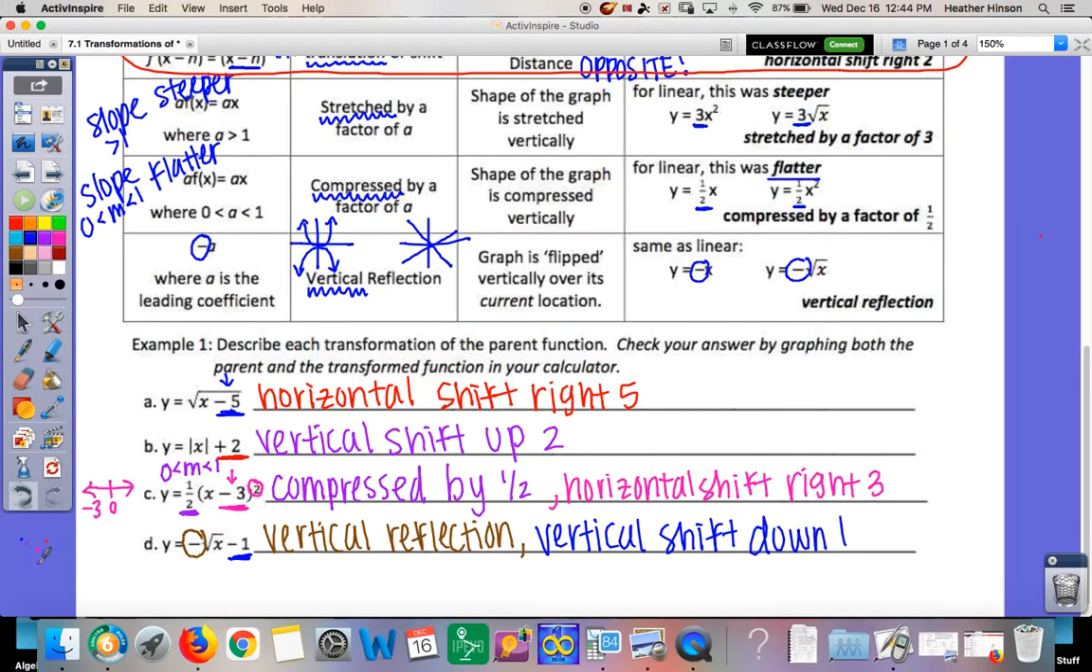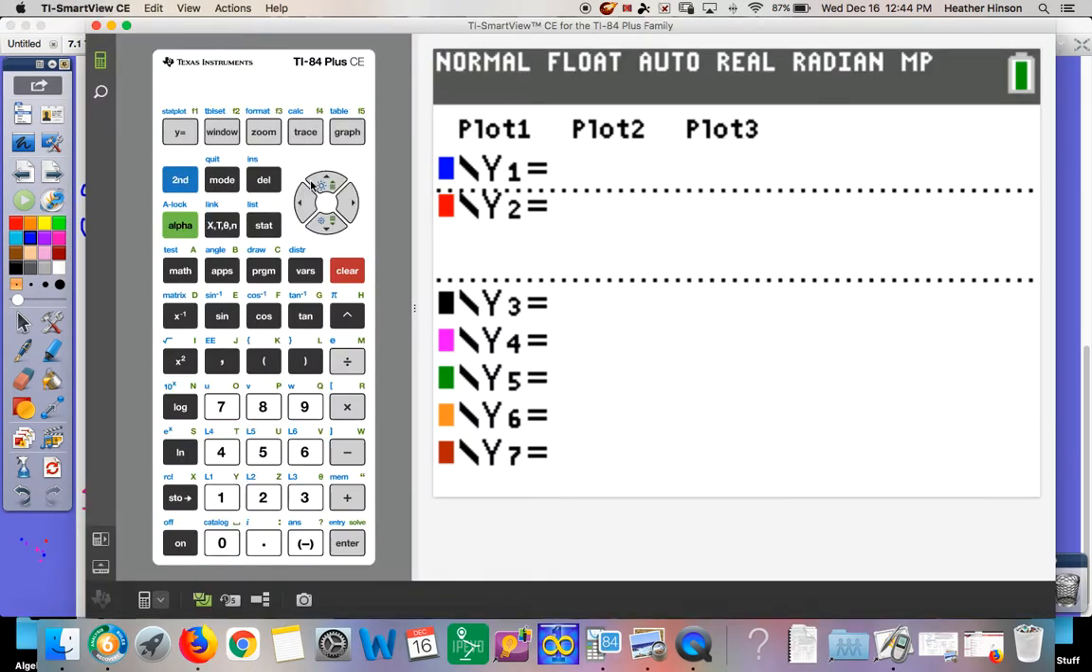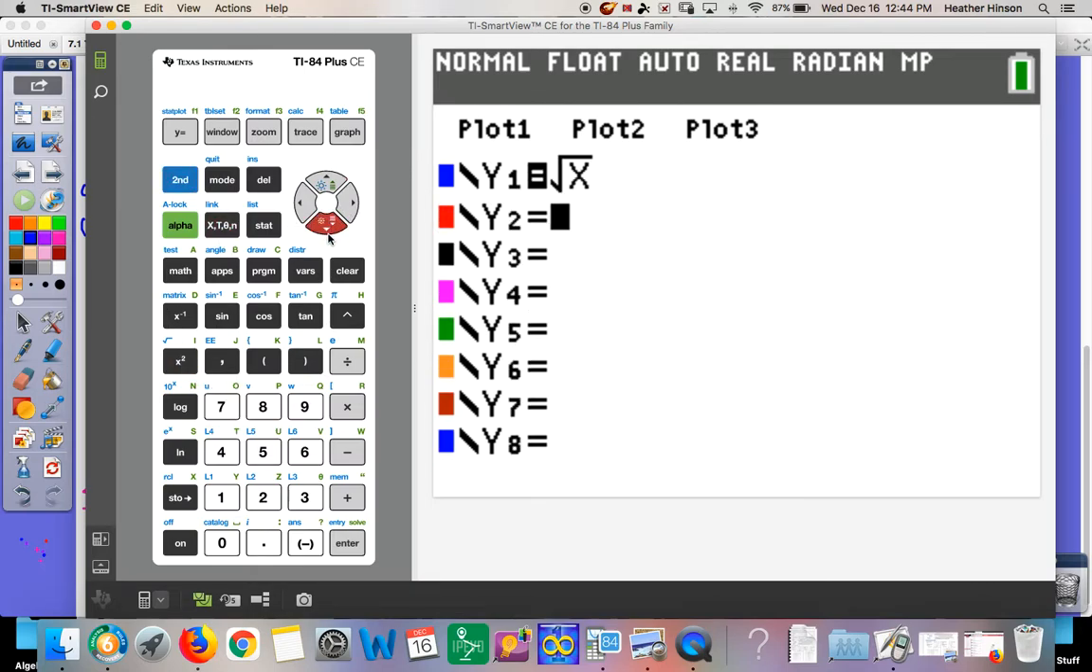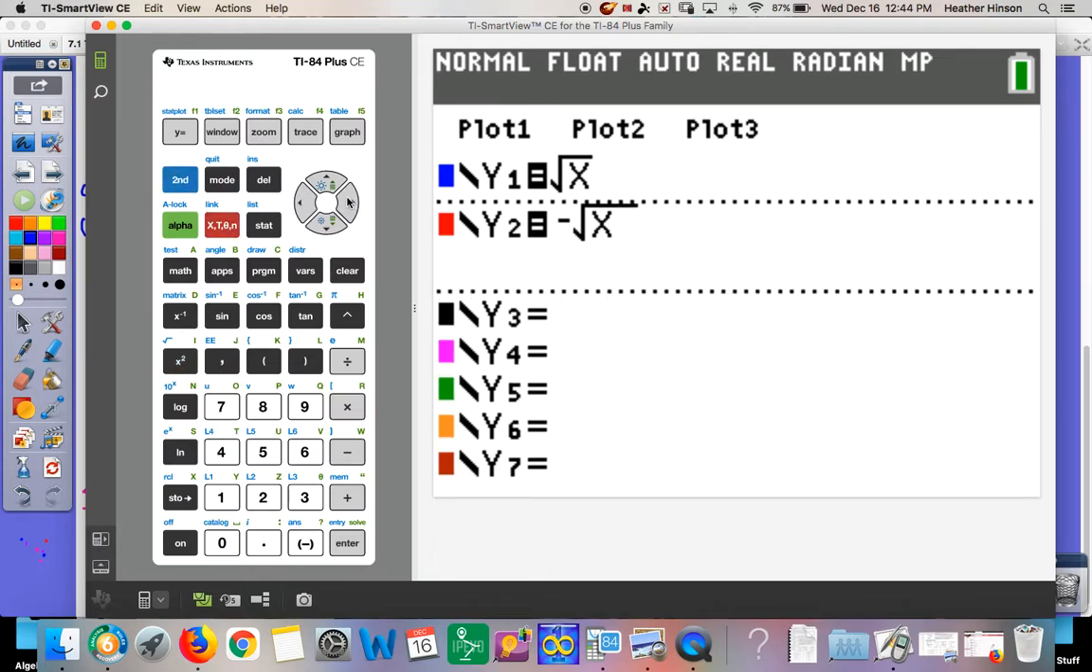So our parent function, what symbol do we have here? We have a square root, so that's going to be our parent function, square root of x. And then we plug in our new one, negative square root of x, go outside the square root, -1. So our parent function's in blue, our new one's in red.